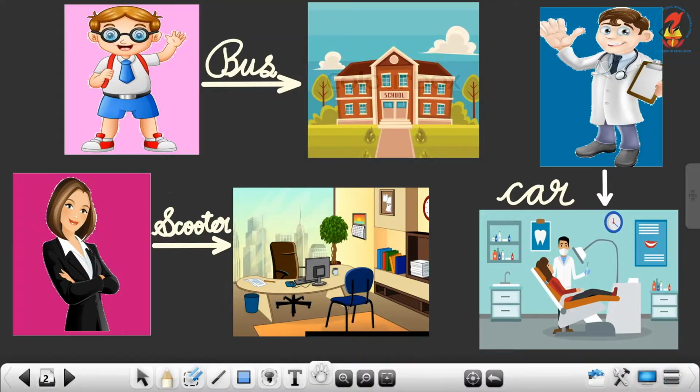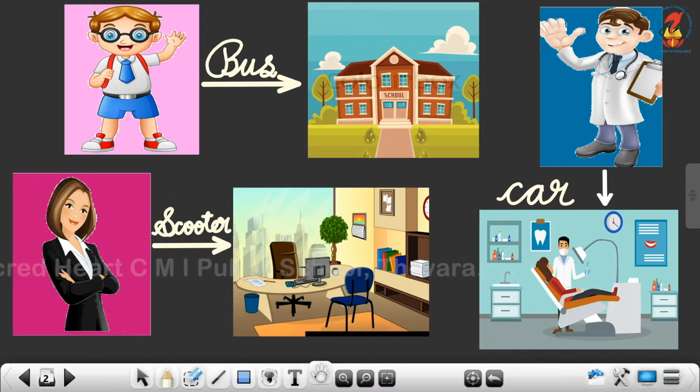So you can see this is Rohan and he is also of your age and he is ready to go to school. You know, he is in his uniform. So he is ready to go to his school. So how does he go to the school? Yeah, it is by bus. He goes to the school by bus.